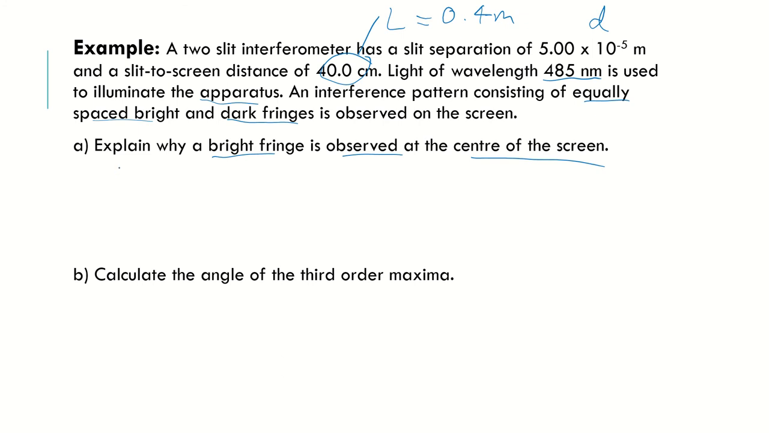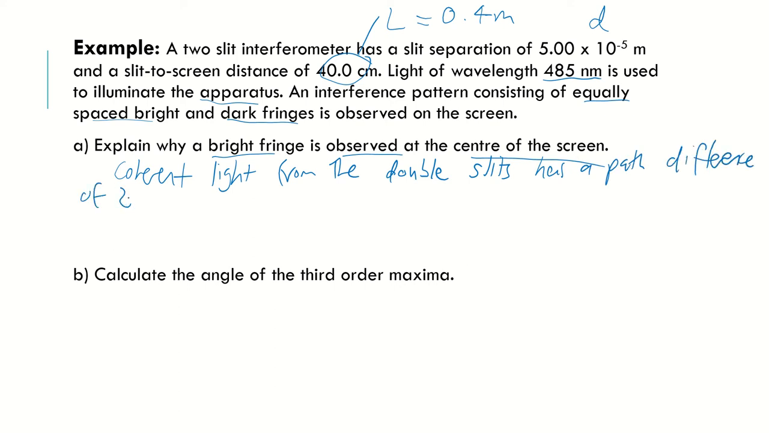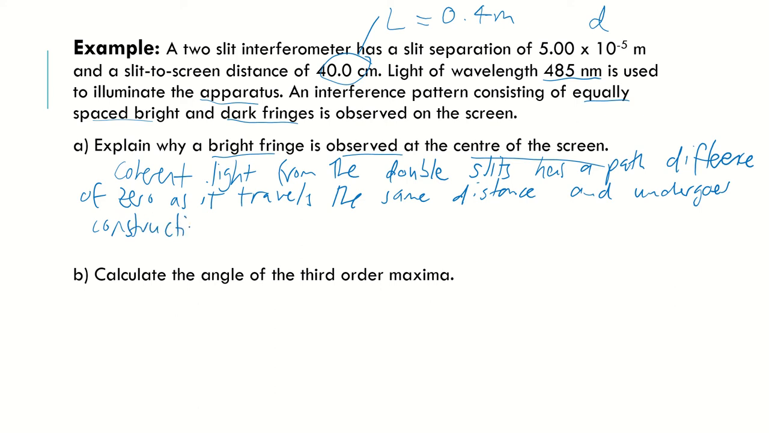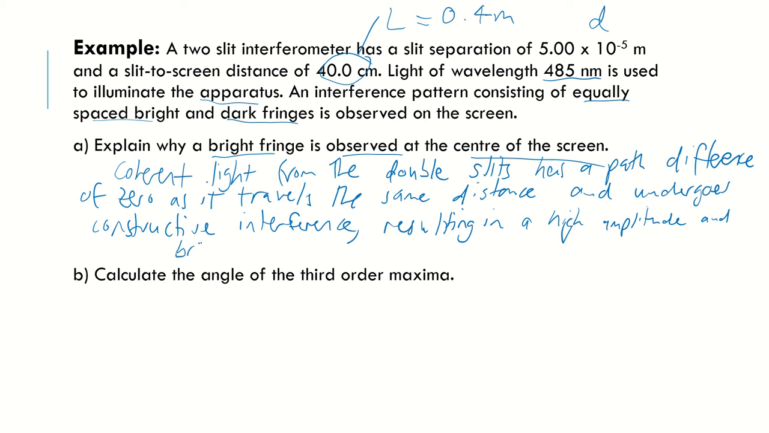So, explain why a bright fringe is observed at the center of the screen. So, coherent light from the double slits has a path difference of 0 as it travels the same distance, and undergoes constructive interference, resulting in a high amplitude and bright fringe.